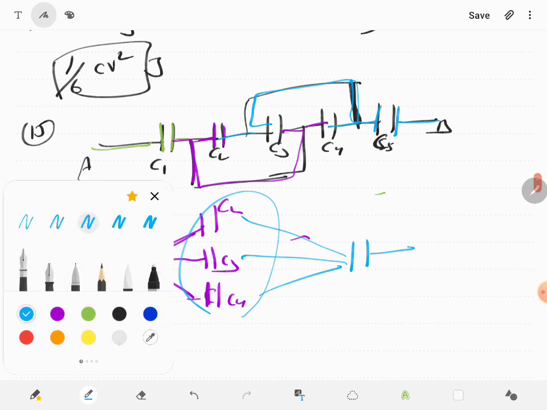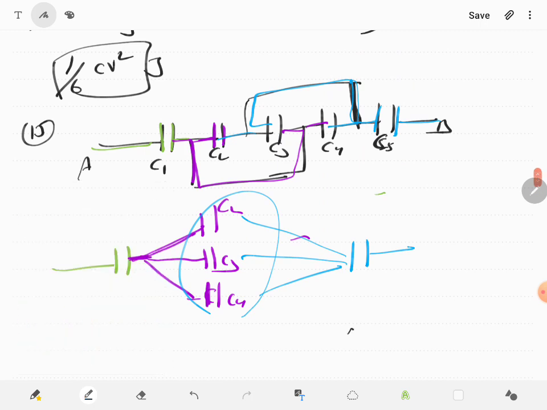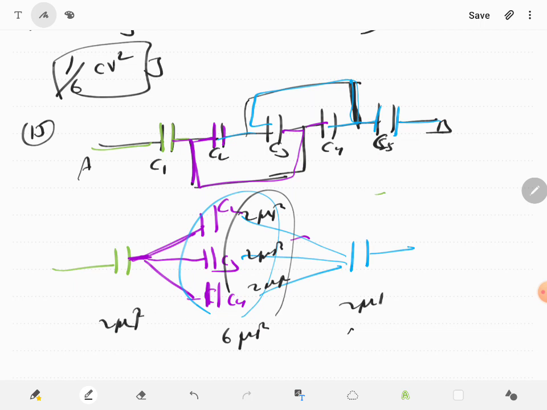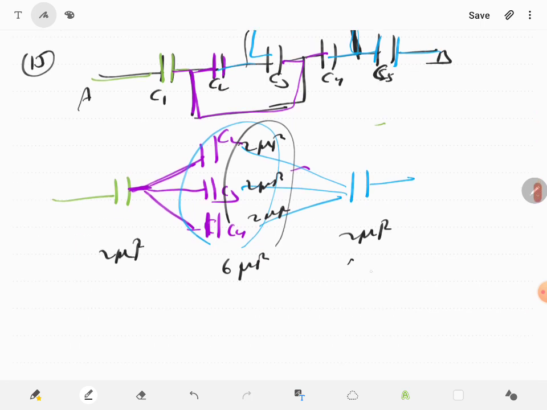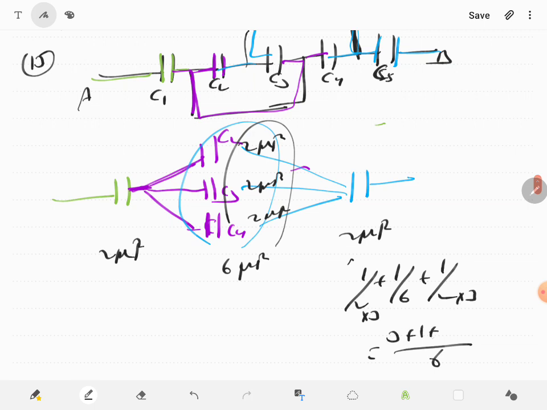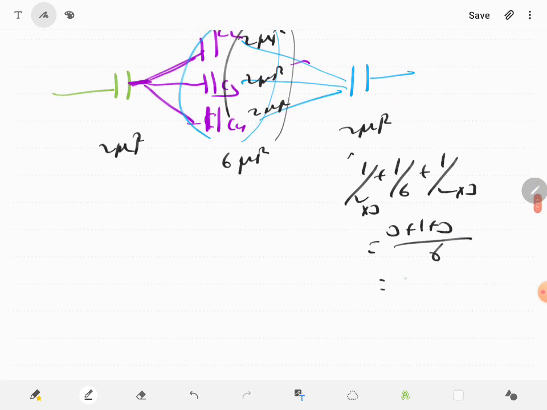The value given for each capacitance is 2 microfarad. So for these three you just add them, and you'll get 6 microfarad. This is 2 microfarad and this is another 2 microfarad, so they are in series. Therefore 1 by C is 1 by 2 plus 1 by 6 plus 1 by 2, which is 3 plus 1 plus 3 over 6, so it will be 7 by 6. So C will be 6 by 7.